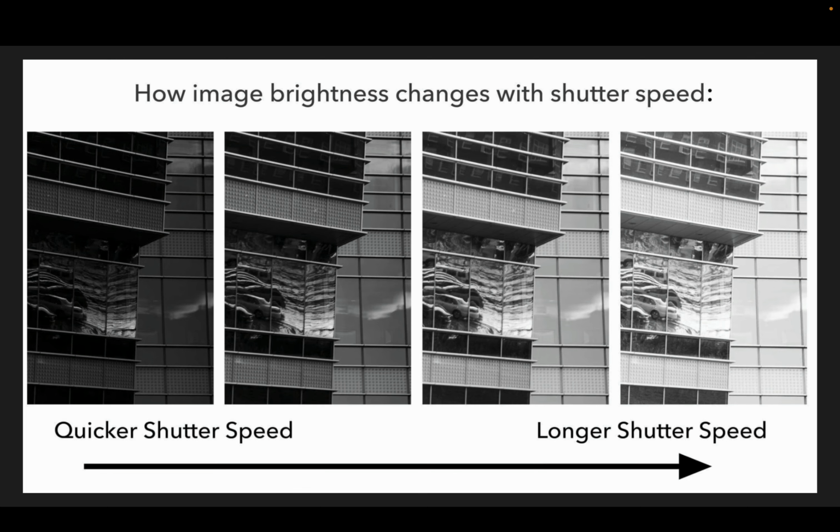So another visual of how image brightness changes with shutter speed. Again, we talked about how aperture works: the larger your aperture, like f2, is going to let in more light versus a smaller aperture, f22, that's going to let in less light. So that's going to affect the brightness. Same thing, a quicker shutter speed is going to make the image darker, whereas a longer shutter speed, like half of a second, is going to make the image a lot lighter.